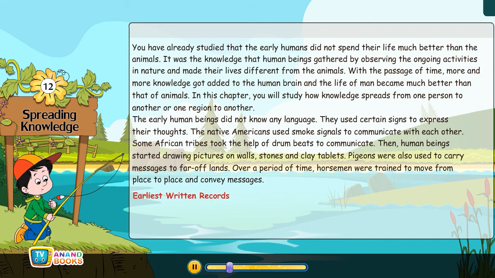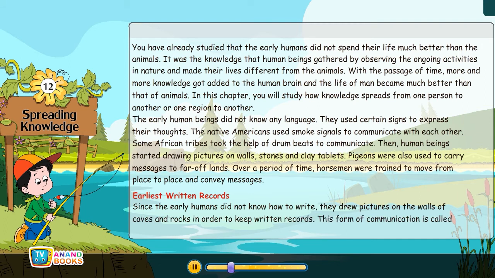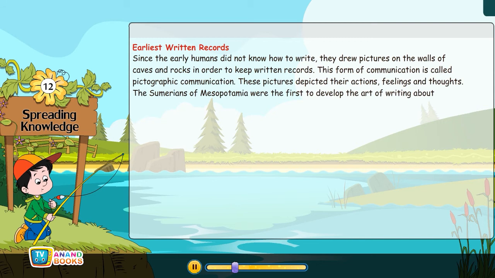Earliest written records. Since the humans did not know how to write, they drew pictures on the walls of caves and rocks in order to keep written records. This form of communication is called pictographic communication. These pictures depicted their actions, feelings, and thoughts. The Sumerians of Mesopotamia were the first to develop the art of writing about 3000 BCE.